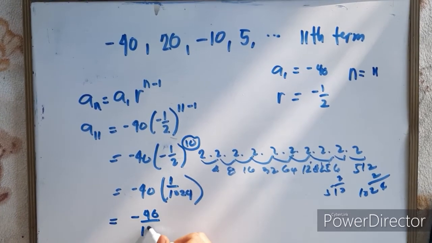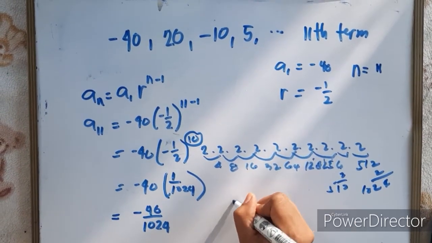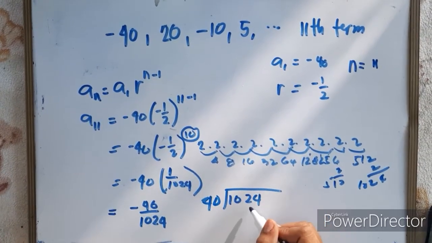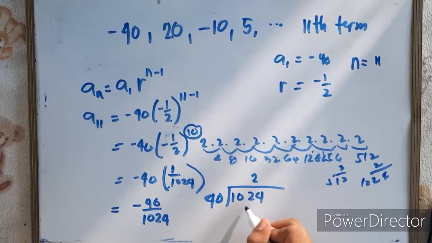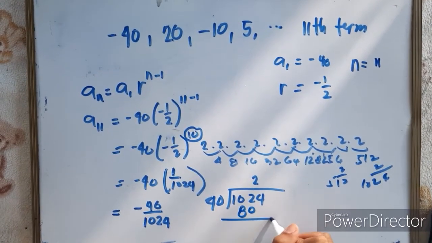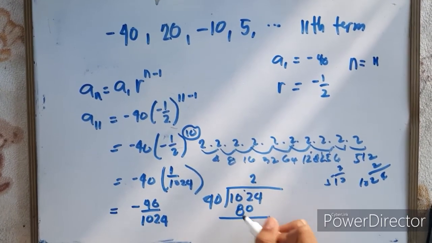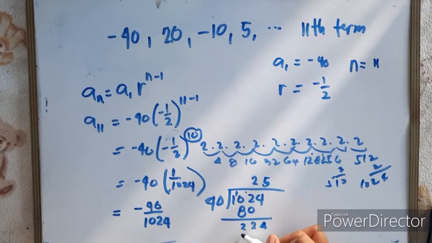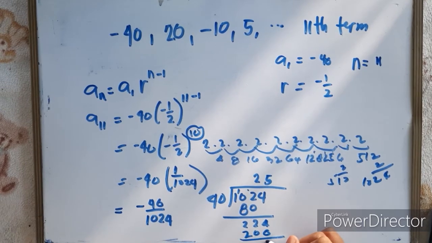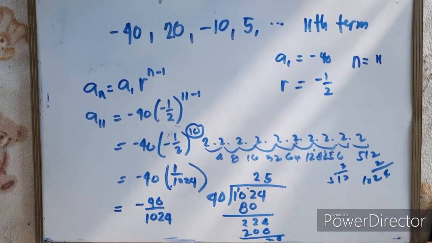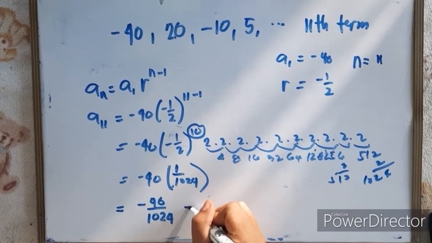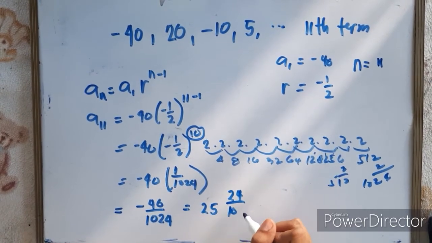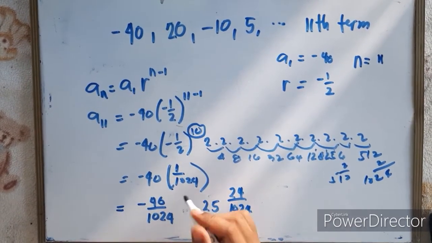Negative 40 times 1 is negative 40 over 1024. Now 1024 divided by 40. 40 goes into 102 two times. 2 times 40 is 80. Subtract, we have 22. Bring down 4, that is 224. 5 times 40 is 200, with a remainder of 24. So our answer is negative 40 over 1024, or negative 25 and 24 over 1024.